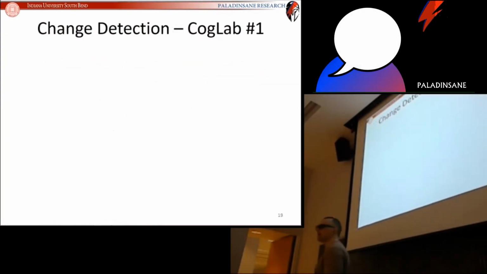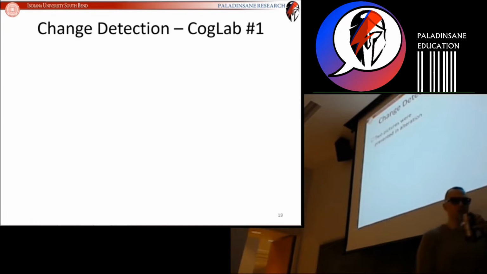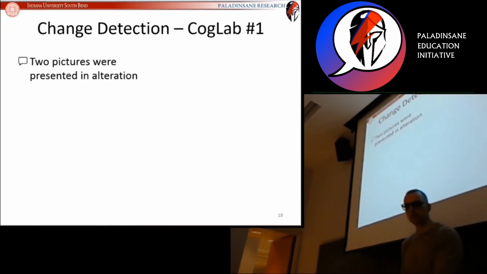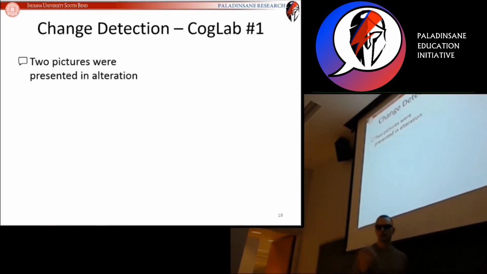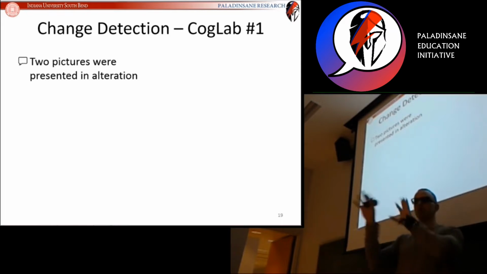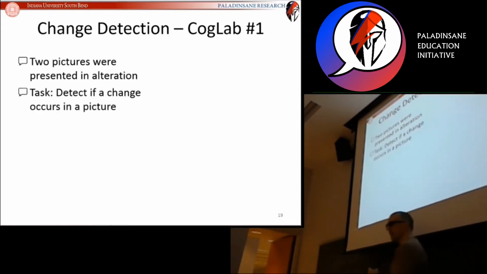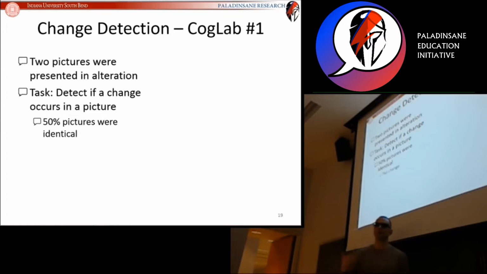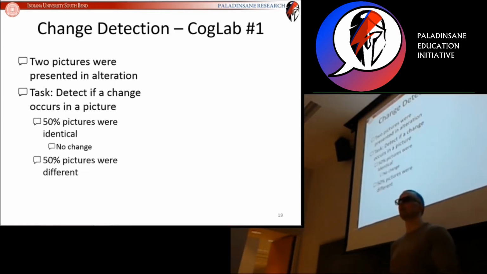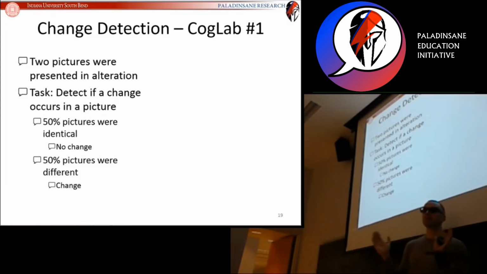All right, so that was a brief recap. On to change detection, CogLab number 1. In this CogLab, two pictures were presented to you in alternation. Two pictures were presented to you one after another, and your task was simply to detect if there's a change in the picture. So are the pictures the same, or did something change between the pictures? 50% of them were identical, and the other 50% had some small thing, sometimes not so small, that changed in the image. So half of them had no change, half of them did have a change.